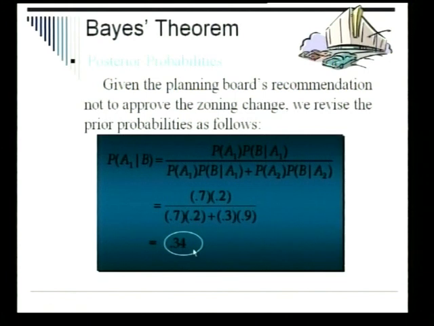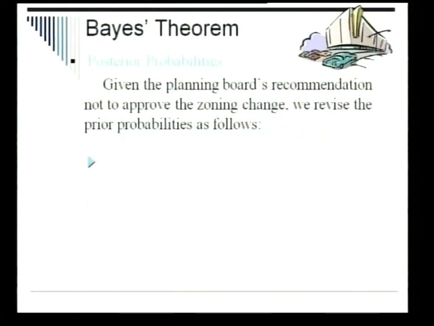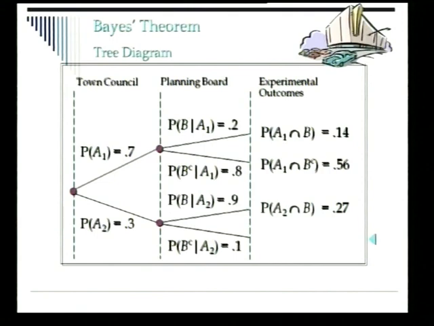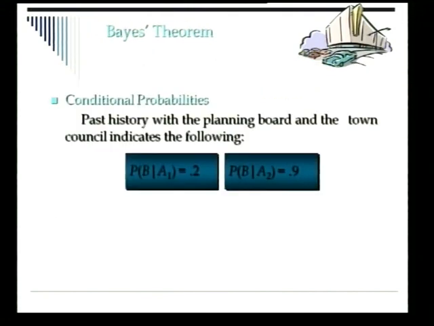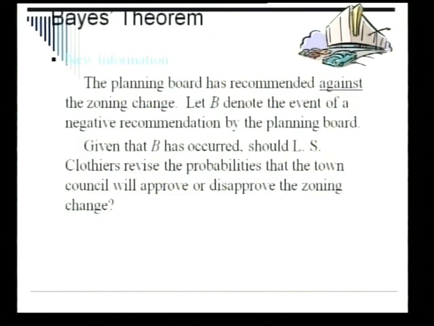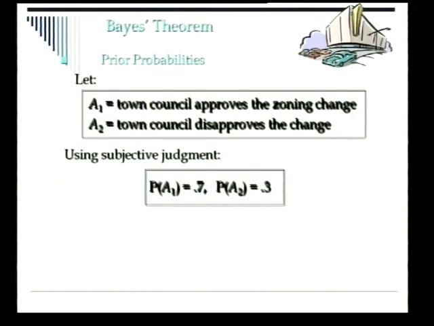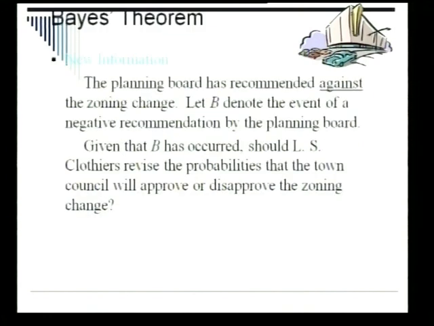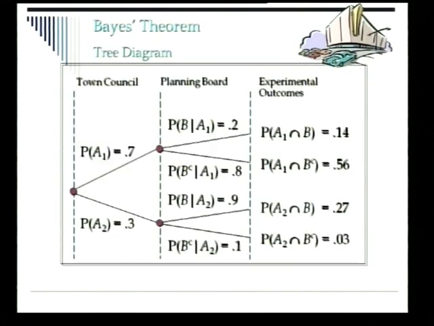So earlier, what was A1? Let's go back to our slides. Event A1 was that the town council approves the zoning change, and that probability was 0.7. Now, after applying the town planning board's negative recommendation, the probability of A1, that is, the town council approves the zoning change, has been revised to 0.34.